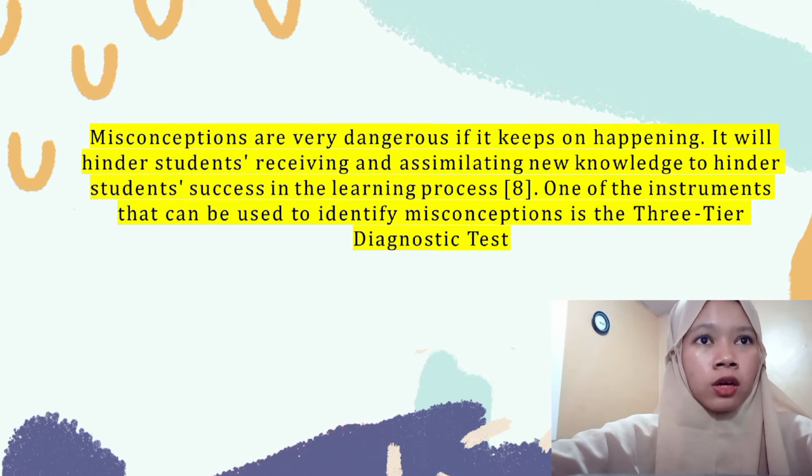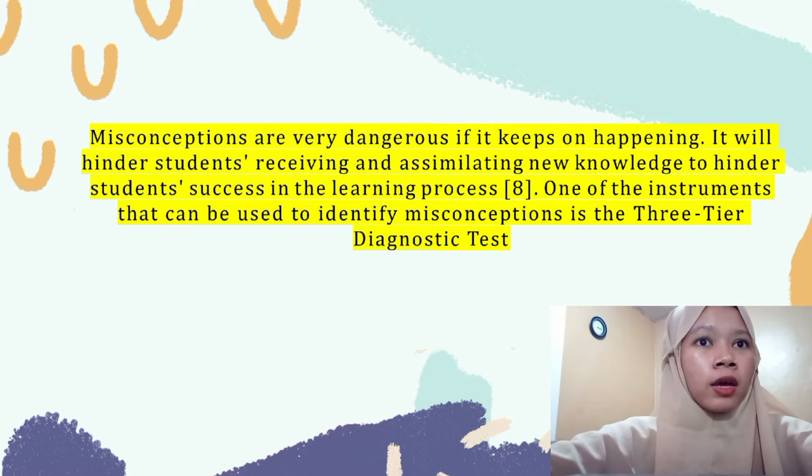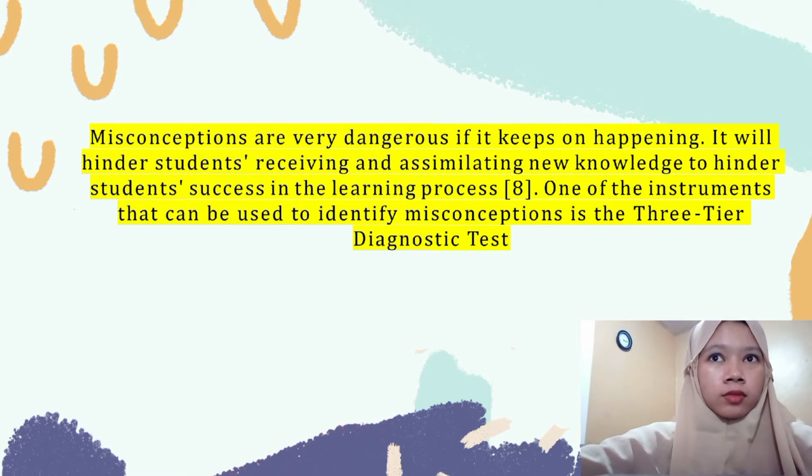Misconceptions are very dangerous if they keep on happening. They will hinder students in receiving and assimilating new knowledge and hinder students' success in the learning process. One of the instruments that can be used to identify misconception is the three-tier diagnostic test. The conceptual change text strategy is learning to change student concept because of the conceptual conflict faced in the learning strategy.